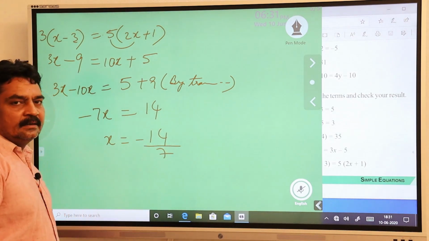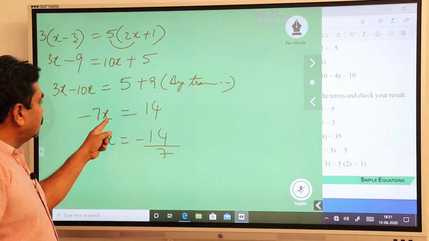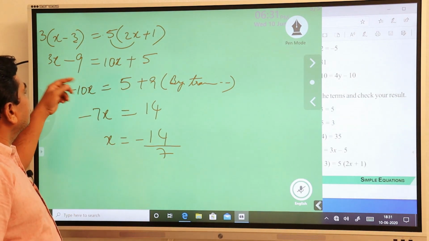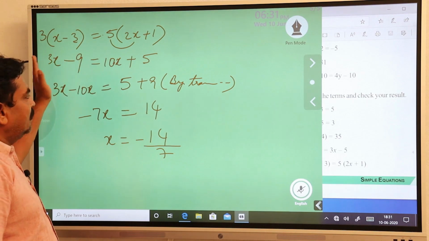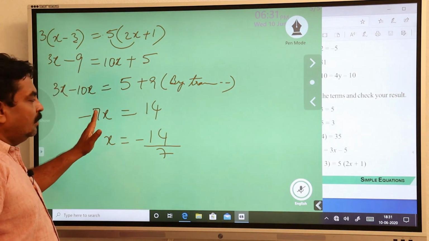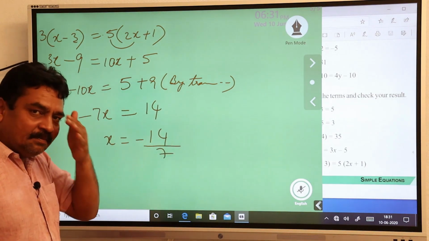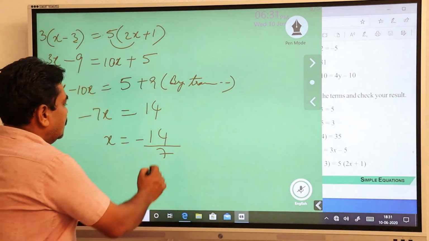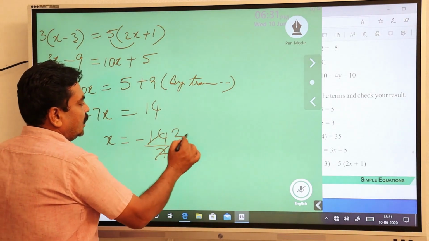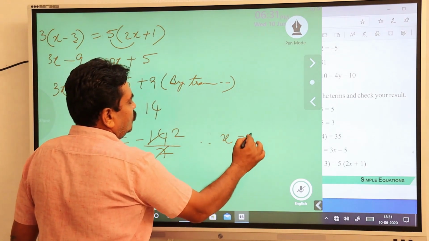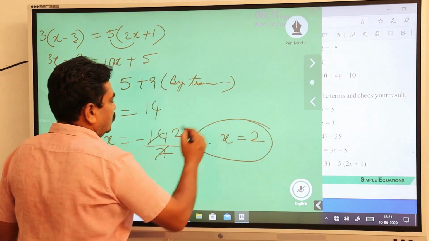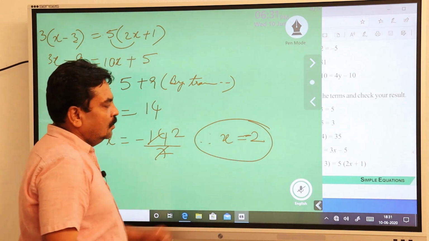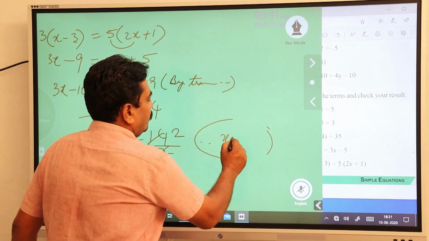I'll write down here in this way. The relation between these two is multiplication. Earlier it was plus, so it has become minus. Here you have multiplication, so it becomes division by transposing. So write down here by transposing. 7 ones are 7, 7 twos are 14. Therefore x is equal to 2. You got the value minus 2, sorry. x is equal to minus 2.